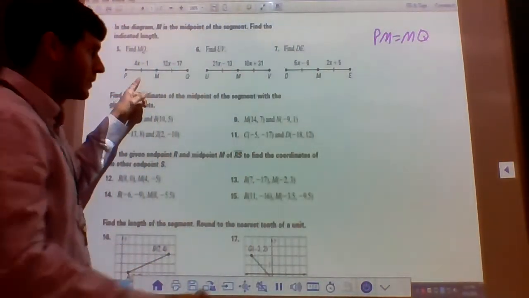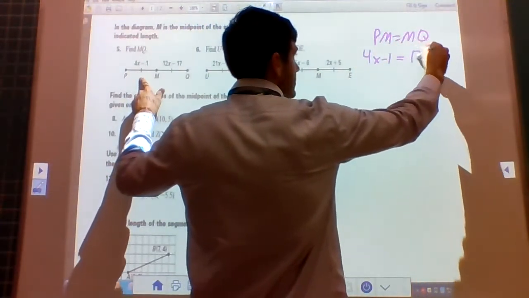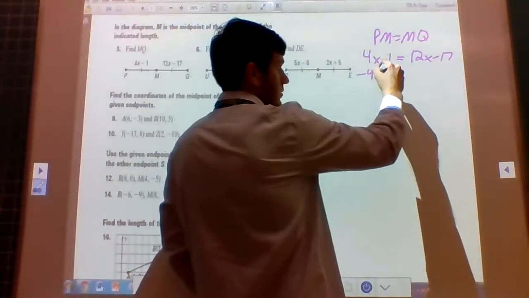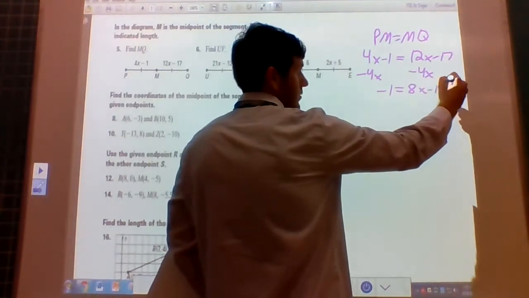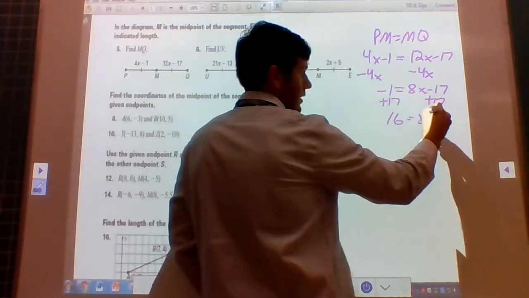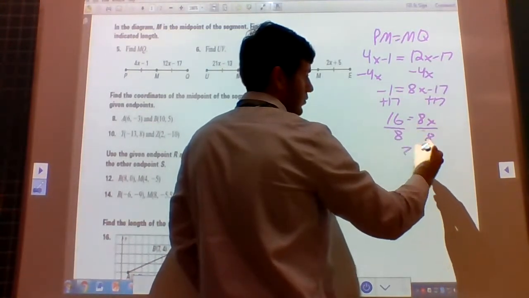So we know 4x minus 1 equals 12x minus 17. Subtract 4x. So negative 1 is going to equal 8x minus 17. We add 17 to both sides. 16 equals 8x. So we're going to get x equals 2.